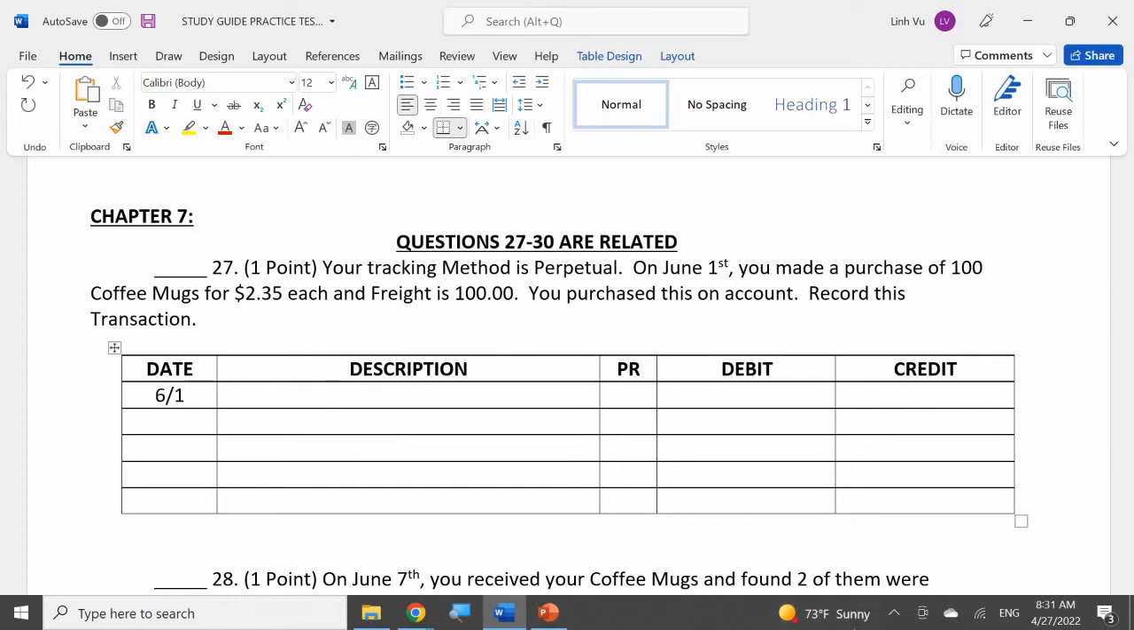Purchase expense. What tracking method are you using? Perpetual. So it would be inventory. It'd be straight into inventory. In this case, I specified what you bought, so you would have to say either inventory or coffee mugs. Right? And what else?